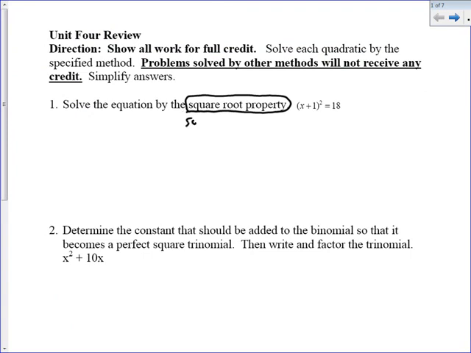And this was when you have something squared equal to a number. It's when you want to use the square root property. Square root property is basically just that taking the square root gets rid of a squared. So for this problem, I'm going to take the square root of x plus 1 squared, which means I take the square root of 18. And I'm doing that just to get rid of the squared.